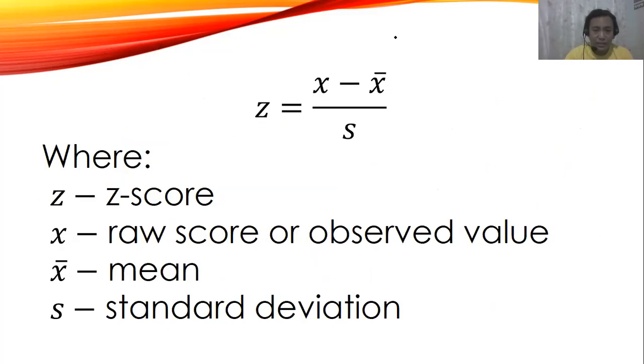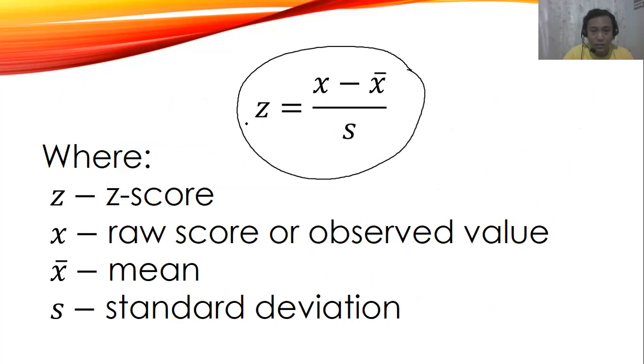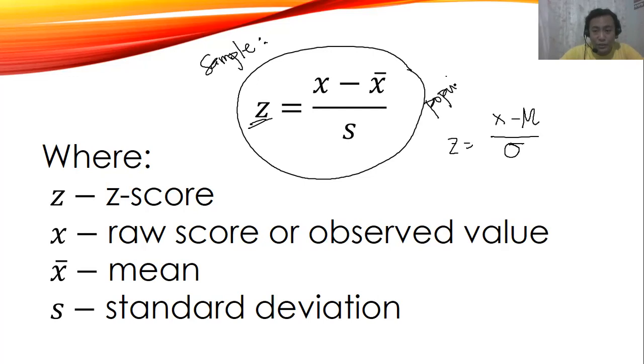And we use this formula to solve for the z-score. So z is equal to x minus x bar, so that is the mean, x minus mean, all over the standard deviation. Or if it is in population, we will be using z is equal to x minus mu all over the standard deviation, although they are just the same. The difference is that ito is ginagamit natin for the sample, and then ito is for the population.